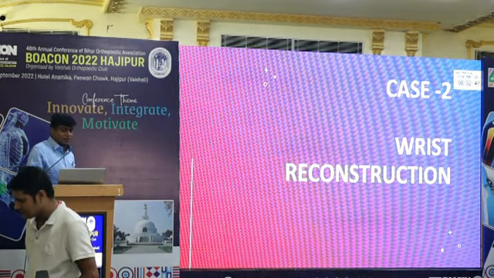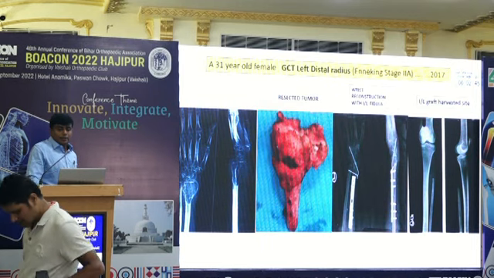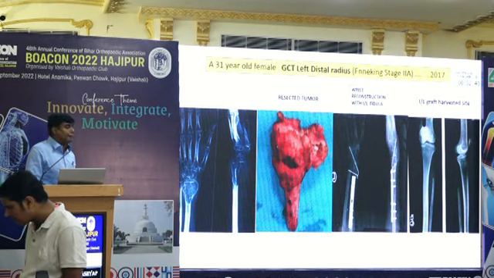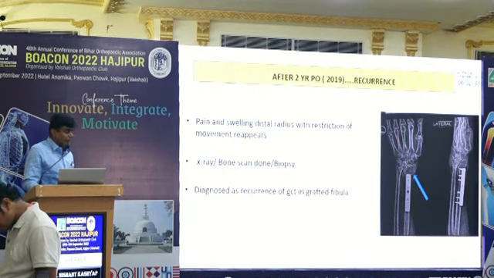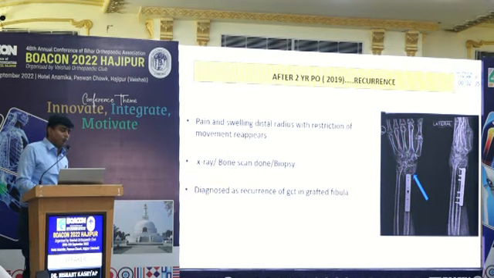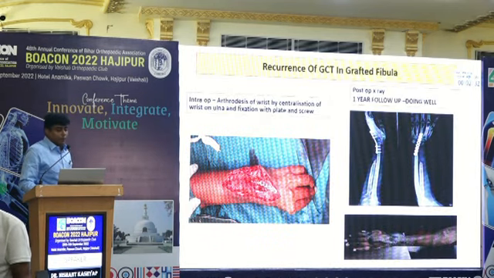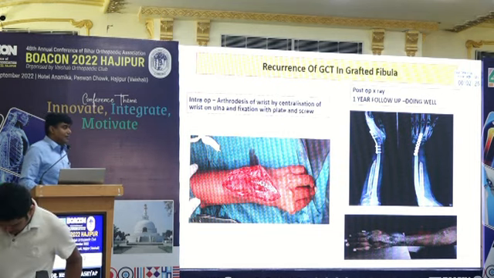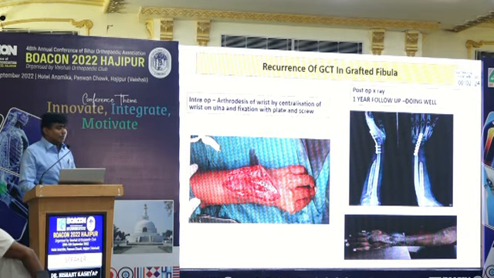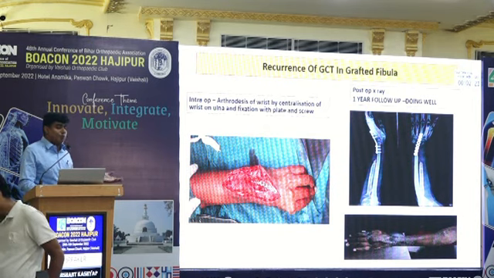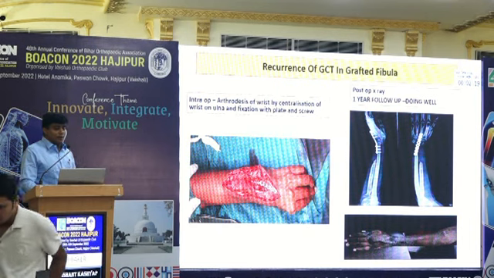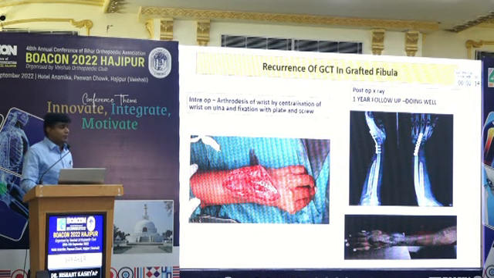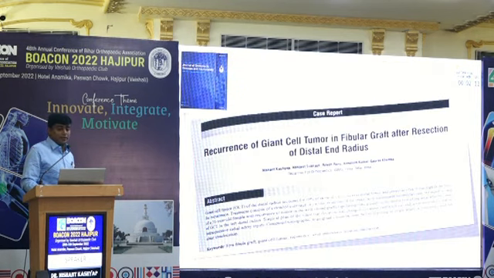Another case, wrist reconstruction. This is a 31-year-old male, in stage 2A, operated in 2017 with reconstruction with an ipsilateral fibular graft. But unfortunately, after 2 years, recurrence developed in the grafted fibula. So we planned for ulnar translocation, but during the surgery the radial artery was injured, and the ulnar translocation was postponed. We planned for arthrodesis of the wrist by centralization of the wrist on the ulna and fixation with plates and screws. This is a 1-year follow-up X-ray. This is published in JOT.